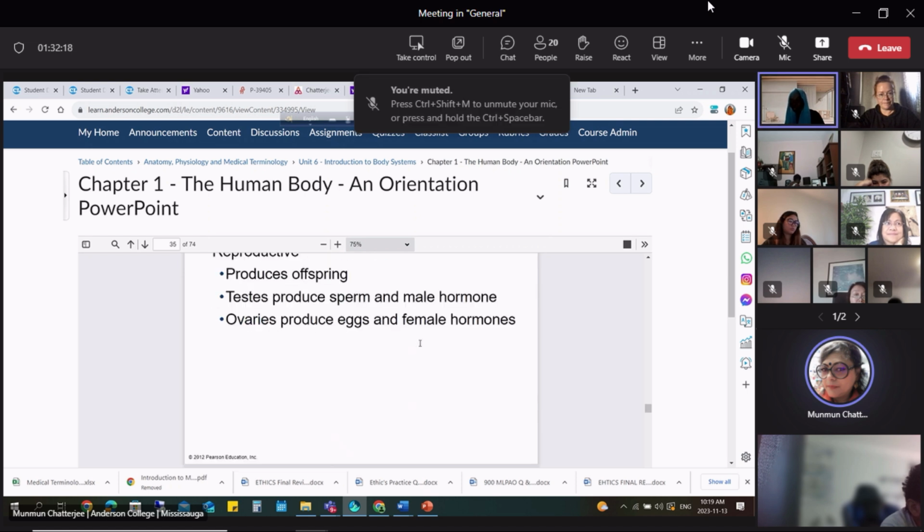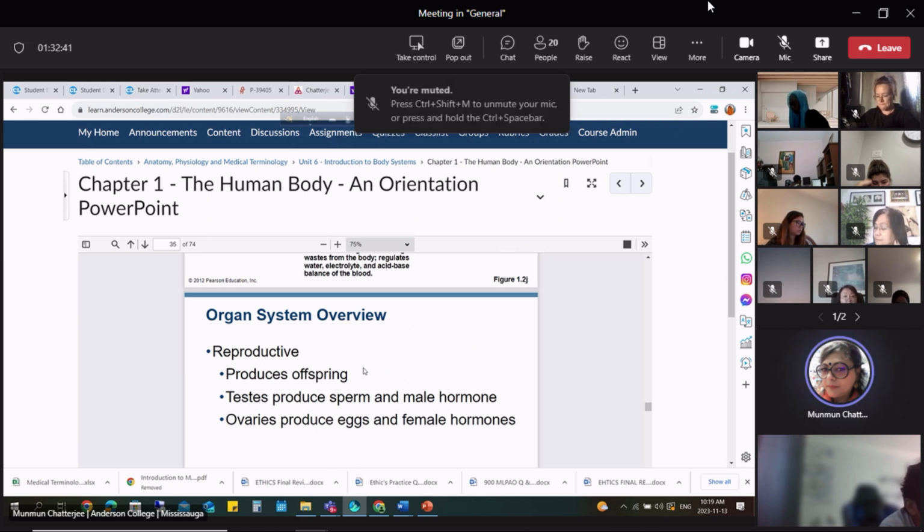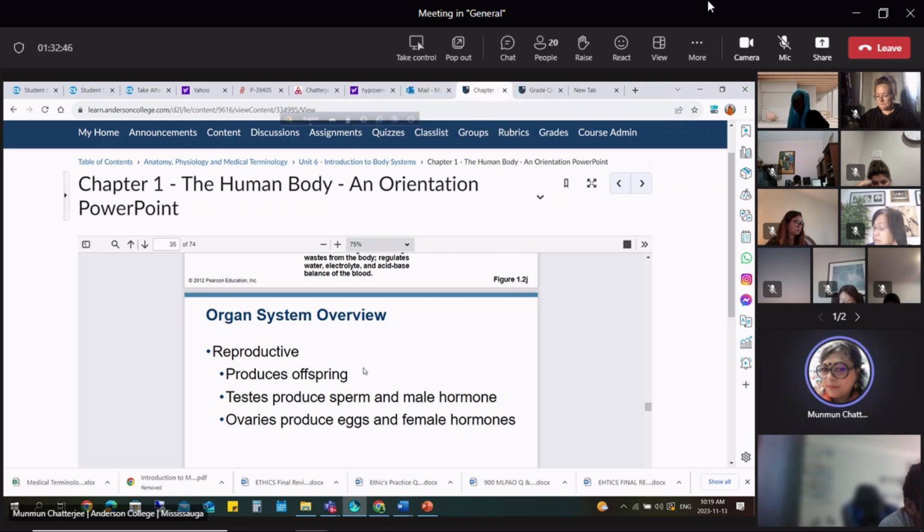Then we have the reproductive system. What is the function? It produces offspring. The world is overpopulated now, but we still need to produce offspring, because the offspring will carry on further in the world. They are our representatives. Maybe it's my daughter, maybe your son, your family, but ultimately they are the future generation. So that produces the offspring.